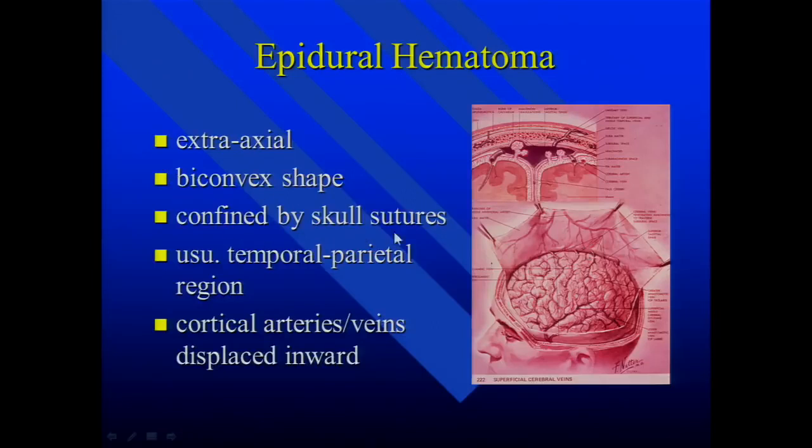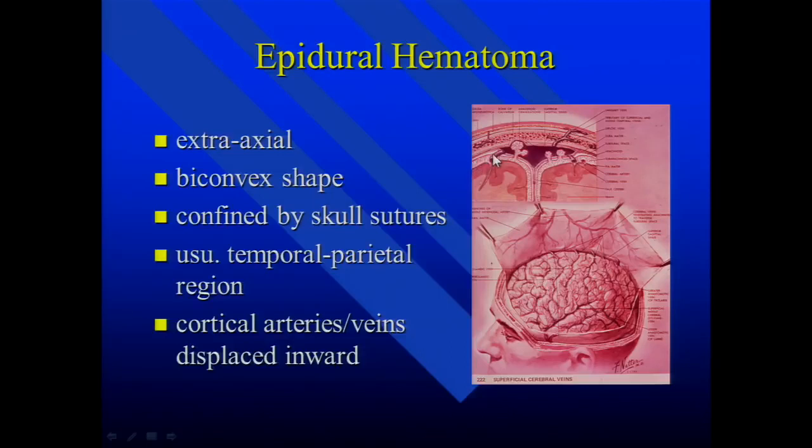First of all, the best thing is that they're confined by the skull sutures. They cannot go outside the sutures of the calvarium. And that's because if we take this picture for a moment and think about the anatomy, it makes sense. So here's the dura. There are two parts to the dura. There's an external layer and an internal layer. The external layer is the periosteum of the inner table of the bone. The inner layer is what creates the falx and the tentorium, the dural reflections.